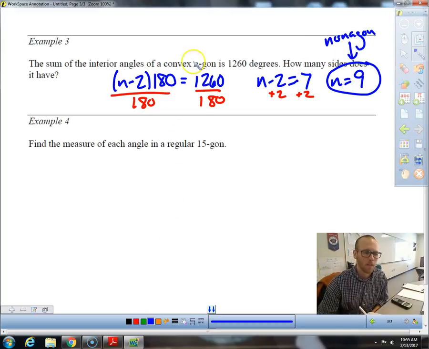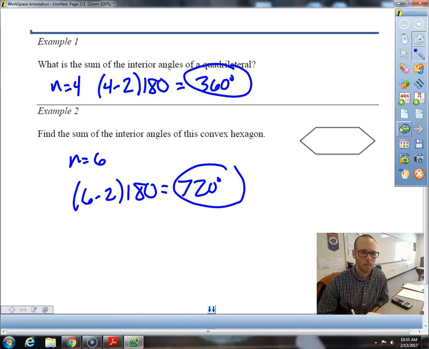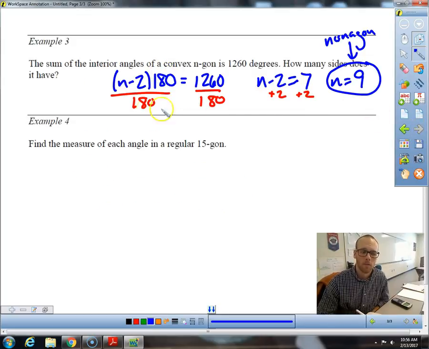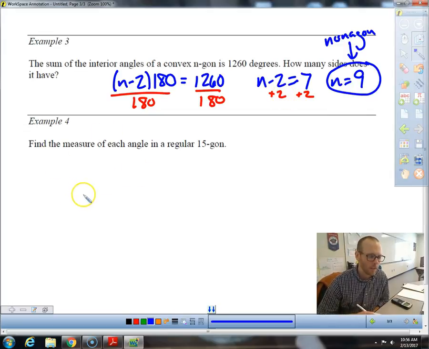If you look at the way that I did our work here, I did it exactly backwards from the problems before. Here I subtracted 2, then multiplied by 180. This one I divided by 180 and then added 2. Gave me 9 sides. All right, let's look at example 4 and let's see how this one's different.